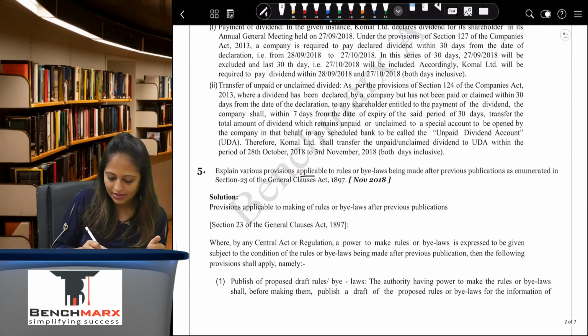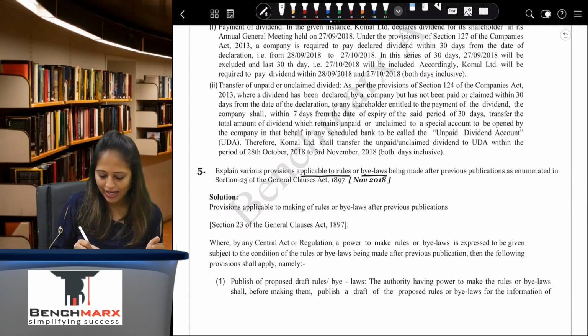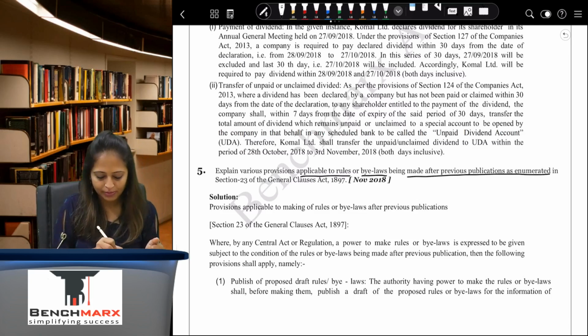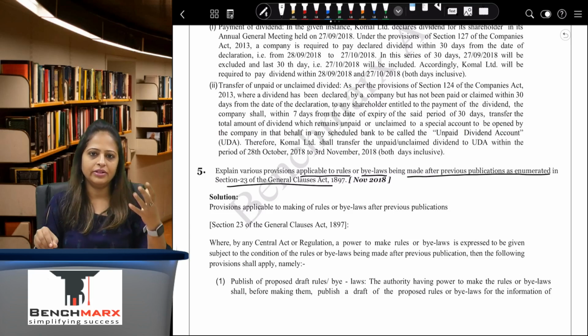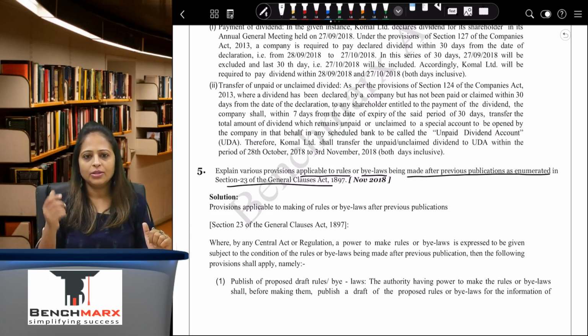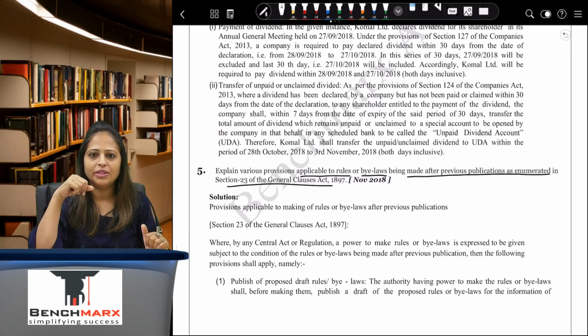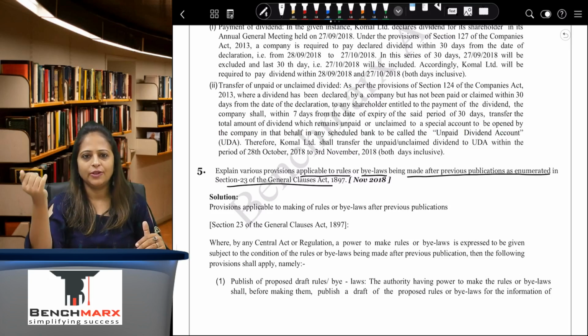Explain the provisions applicable to rules or bylaws being made after previous publication as enumerated in section 23. Now these are the sundry clauses which are given at the end, but the question here is asked about any publication of rules or bylaws after previous publication. So whenever you are issuing rules or bylaws, first you have to give a draft, like for an act: before you get the act into force, you have to have a bill, then you get suggestions, then take those suggestions into action, and then you give out the act.